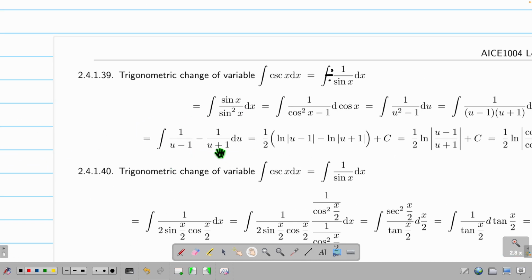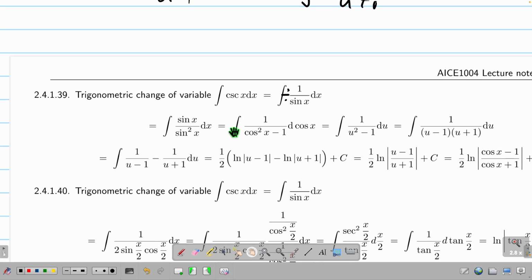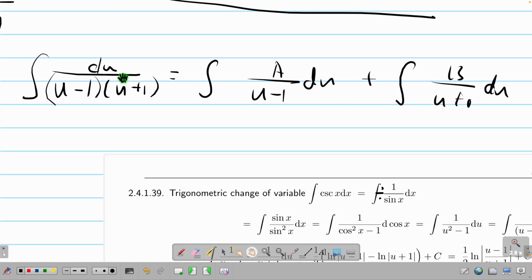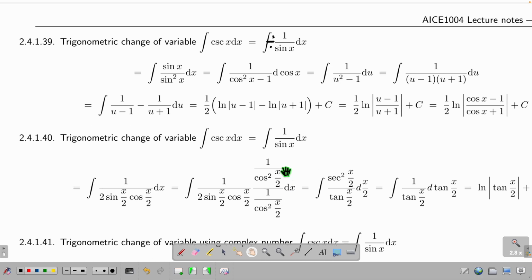Okay, here I made a mistake. I forgot the half, but now I get back the half. Anyway, I have some careless mistake here, but this is the idea. So if you want to integrate something like this, you split them, then you can do log. And that's the idea.